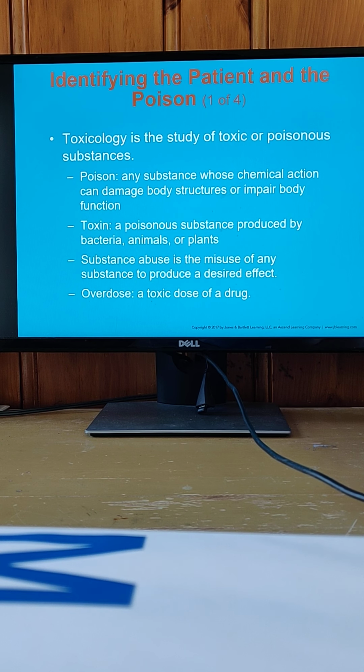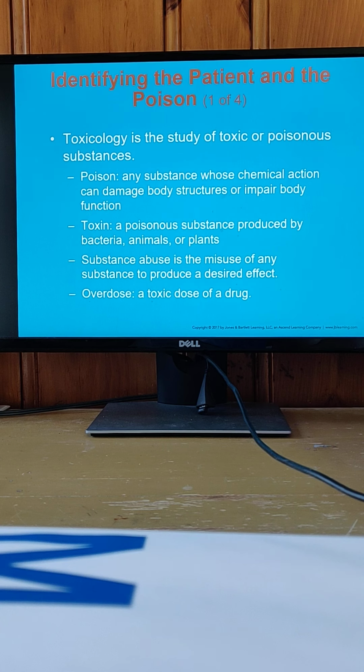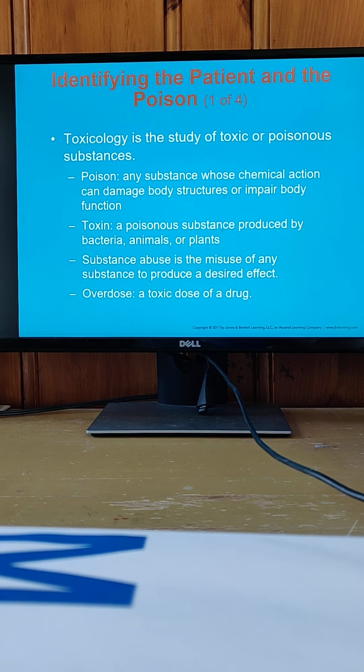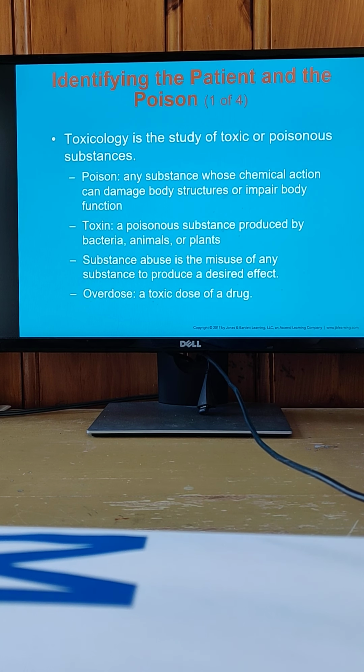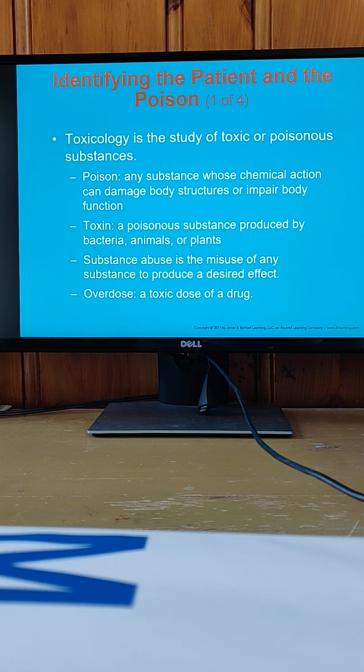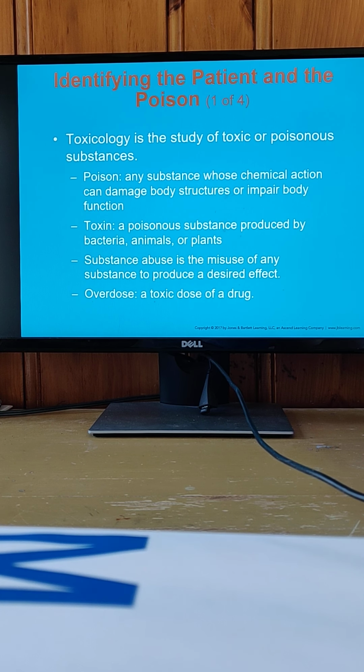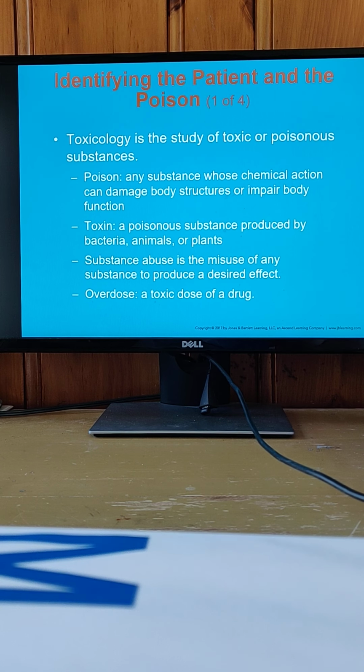Okay? Toxin. What is a toxin? A toxin is a poisonous substance produced by bacteria, animals, and/or plants. A good example would be food poisoning. The food itself being rotten does not make you sick. But as the quality of the food degrades, it creates bacteria, and the creation of bacteria actually produces toxins. And it's the toxin that makes you sick, that gives you the food poisoning.